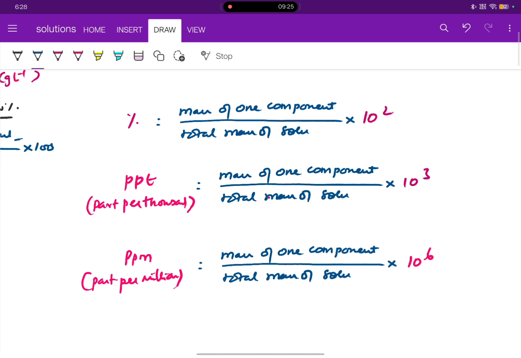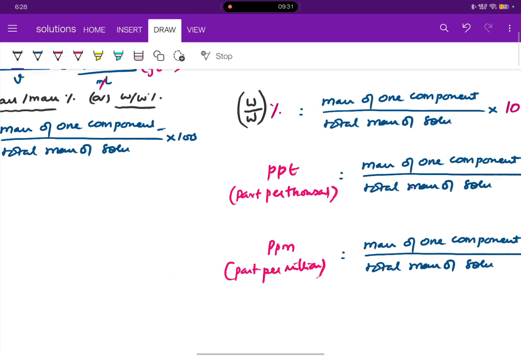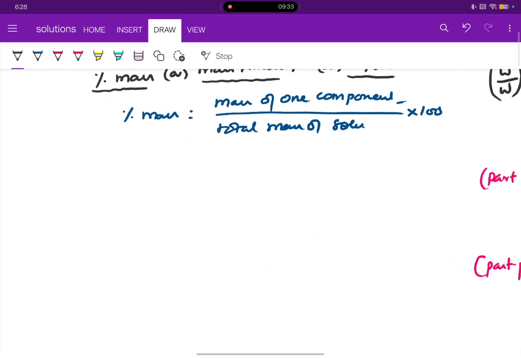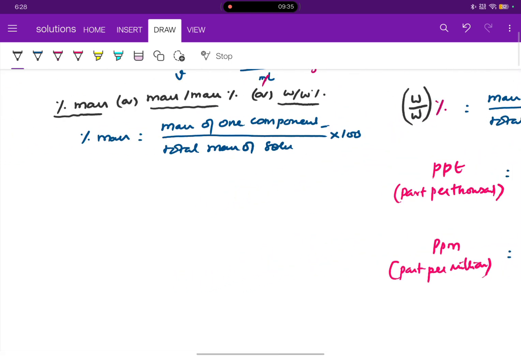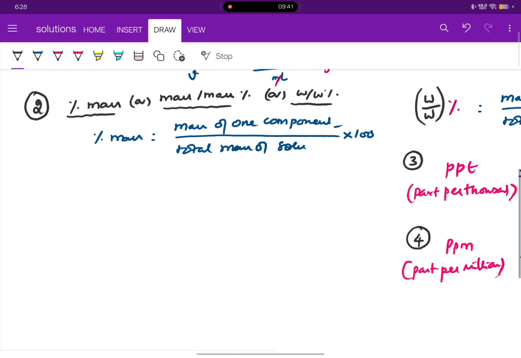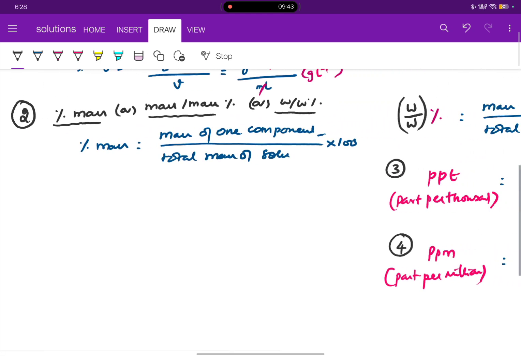W by W னு இதுக்கு இன்னொரு வேல்யூ கொடுக்கலாம். W by W percentage, mass by mass percentage. Okay? Yes, sir. Right. இப்போ அடுத்து next formula. This is number 2, this is number 3, this is number 4. So 4 formulas we have learnt. Now we are getting into the third one.